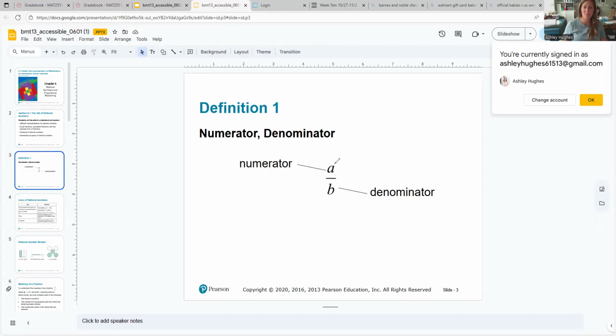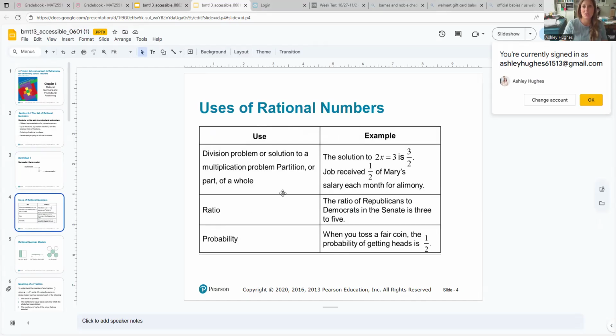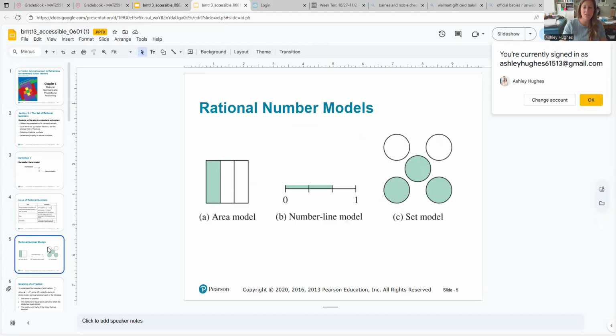The numerator is the top number and the denominator is the bottom, or you can think about them as the dividend and the divisor. So this is an example for when you use them, like when you're solving equations, when you're trying to figure out the ratio of things or probability. These are ways you might describe them to a student.